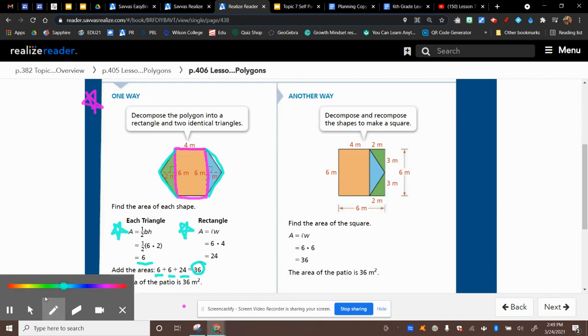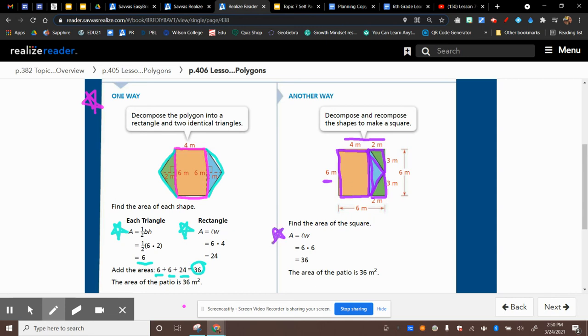We can also find the area of this patio by decomposing and recomposing the shapes to make a square. So what we did here is we kept this initial rectangular shape, and it had triangles on both ends. So this is one of the triangles. That other triangle is split in two. And so now we simply have a square because we have 6 and 6. Those are the sides. Length times width is how we find the area of a square. And it's 6 times 6, which is 36. 36 meters squared, which is the same answer that we got in the first way.